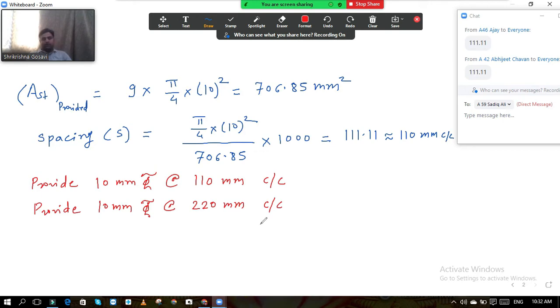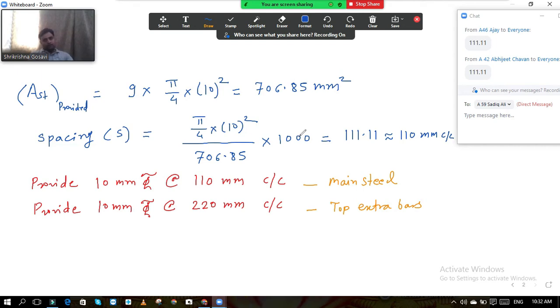So this is your main steel. These bars are main steel, and these are top extra bars. Now this is for flight BC.